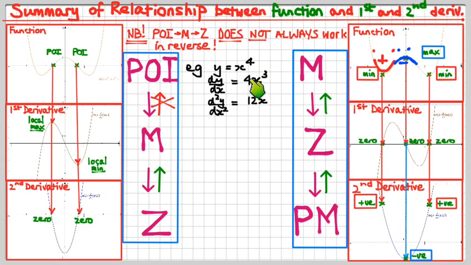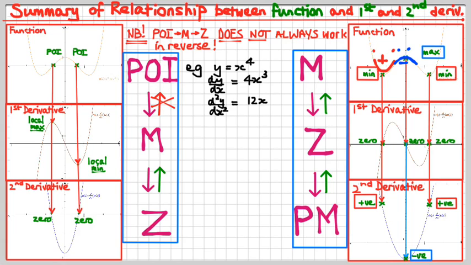So you can say that if you have a point of inflection, yes, you'll get a 0 second derivative. But if you have a 0 second derivative, it doesn't necessarily mean that that is going to be a point of inflection.